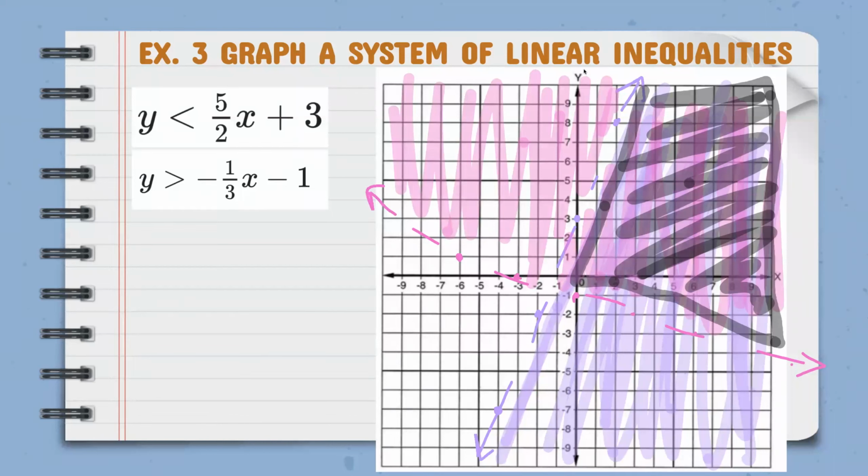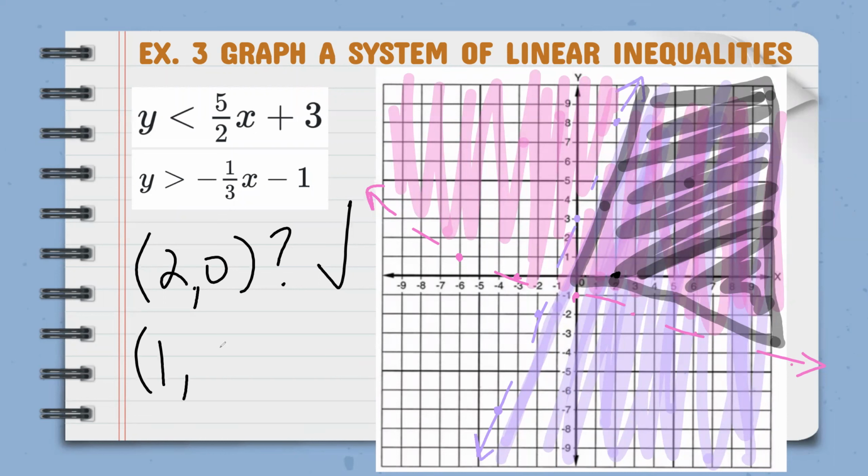If I ask you, let's see, is (2, 0) a solution to the system of inequalities? It is. If you were to plug it in to both of the equations, they would work. Is (1, 9) a solution to the system of inequalities? It is up here, and it is not. Okay, so that's how you can check where your solutions are.